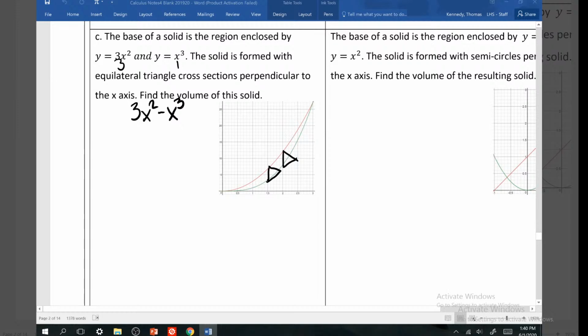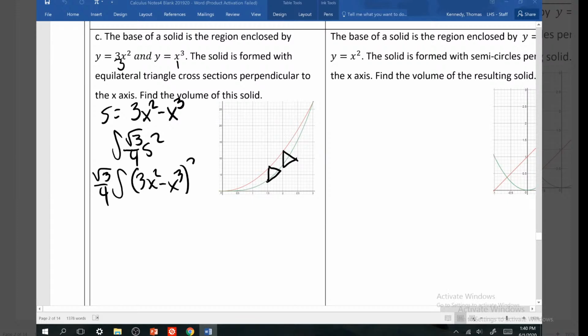Now, my equilateral triangle formula is root 3 over 4 times side squared. I guess I don't really need a d whatever for this. I'm going to plug that in when I figure out what the side is. But I already defined the side. The side is just top curve minus bottom curve: 3x squared minus x cubed. So let me plug that in. I'm going to pull the root 3 over 4 out, like so, and do 3x squared minus x cubed, squared, dx.